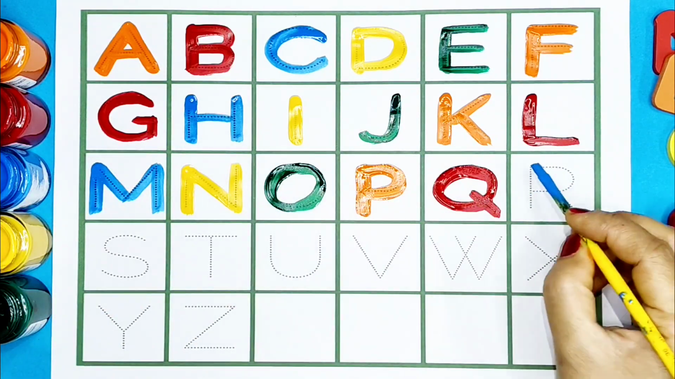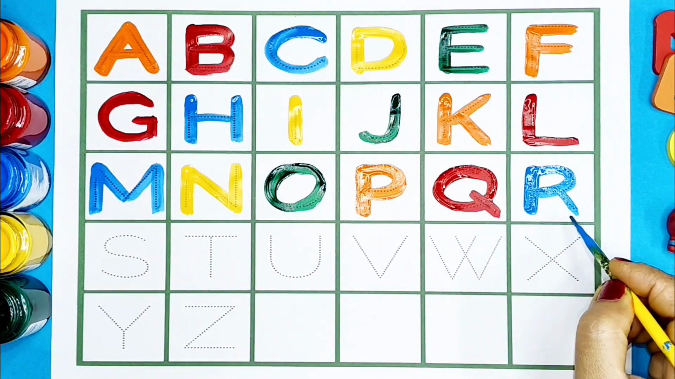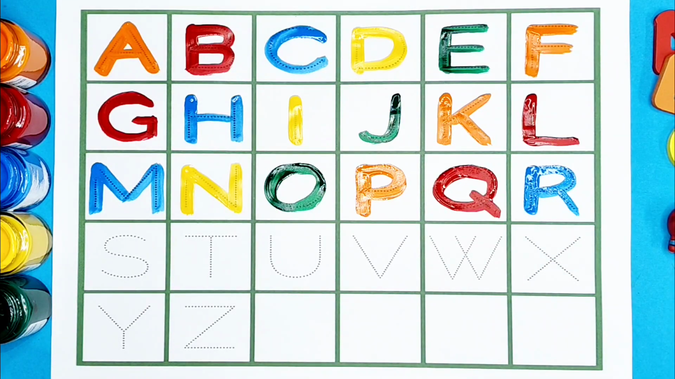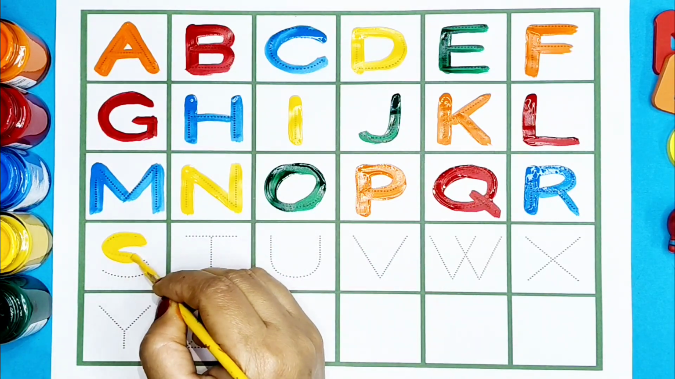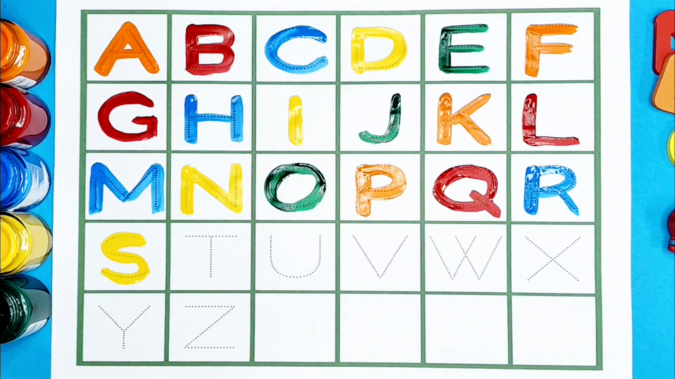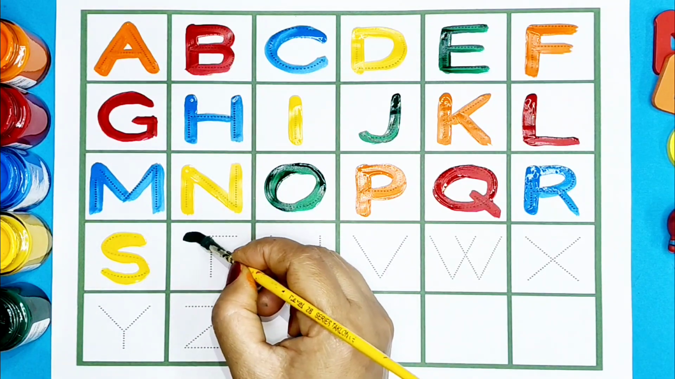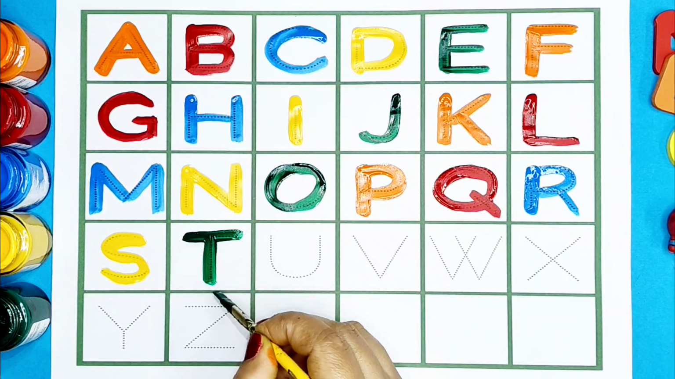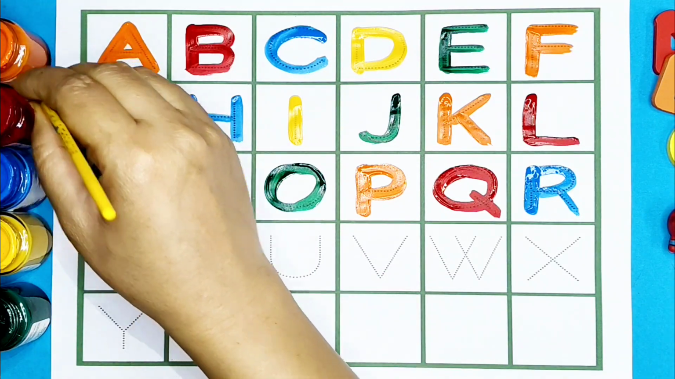Sky blue color. R. R for rose. Yellow color. S. S for sun. Dark green color. T. T for tiger. Orange color.